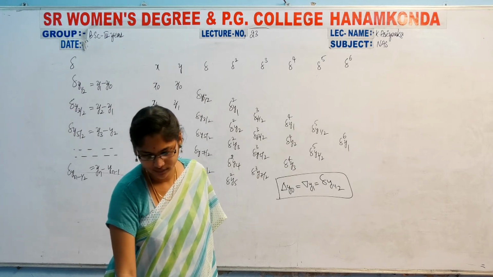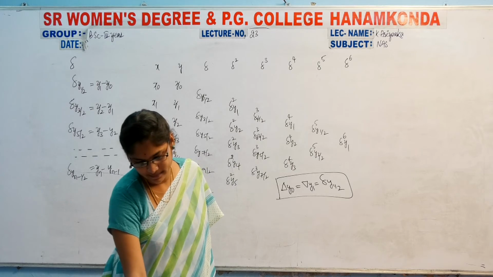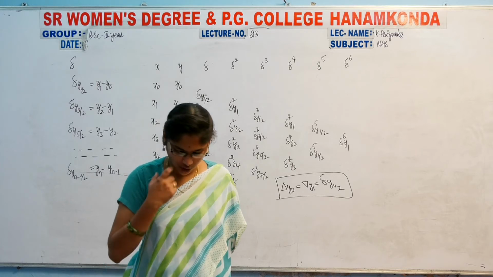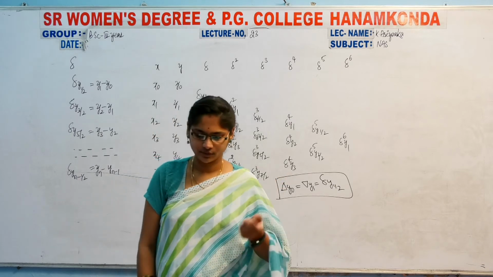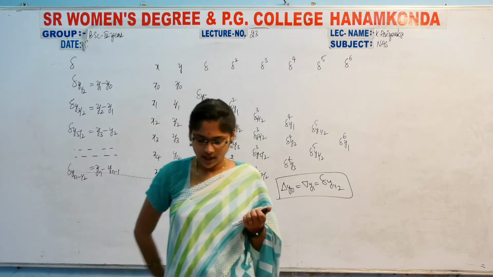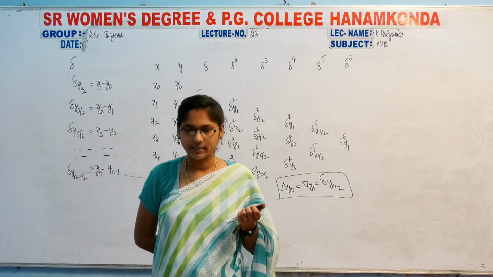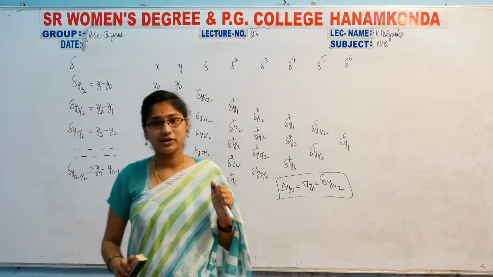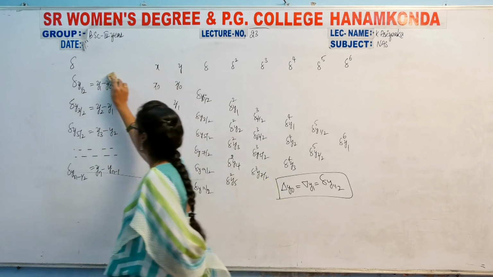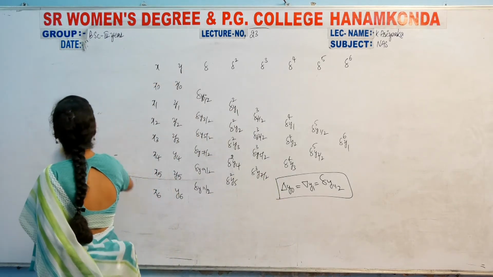and separation of symbols. Now write down. First put a side heading. Symbolic relations and separation of symbols means here we are going to discuss some special operators. Okay, so now write down first one, shift operator.